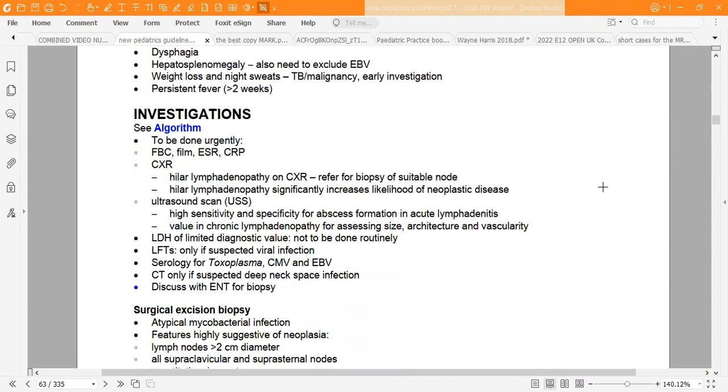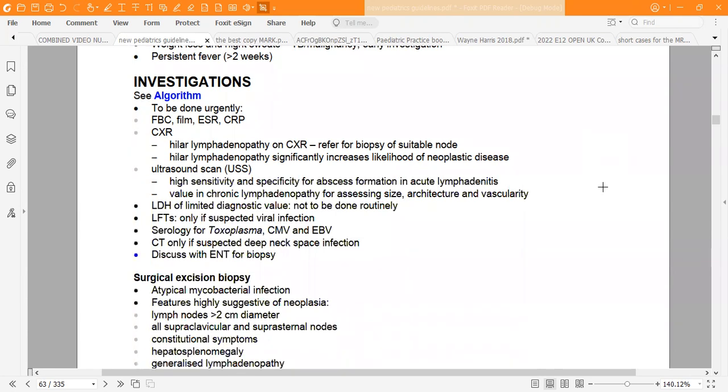Okay, so what investigation is needed in here? To be done urgently, you have to do full blood count, film, ESR, CRP, chest X-ray, ultrasound scan, LDH, liver function test, serology for toxoplasma, CMV and EBV, CT only if suspected deep neck space infection, and of course, you have to discuss with the ENT for biopsy.